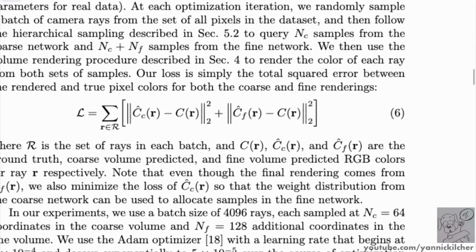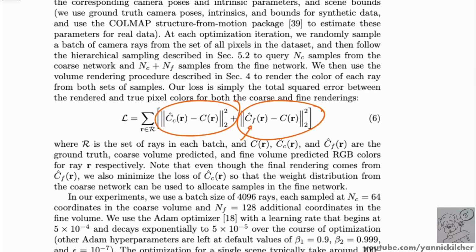So here you see the loss. The loss is a combination now of the coarse network and the fine-grained network. And you need to optimize both, even though the final view is only going to come from the fine-grained network, right? You need to optimize both because the coarse-grained network can tell you where the important stuff is.